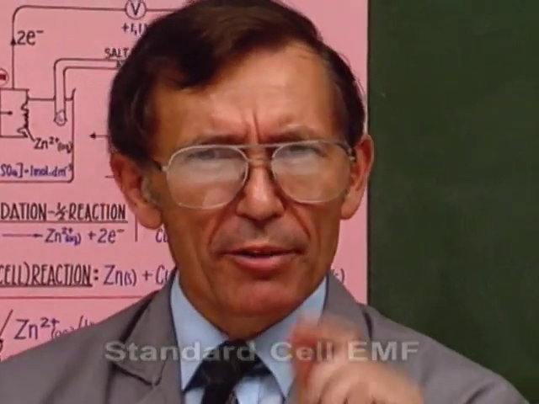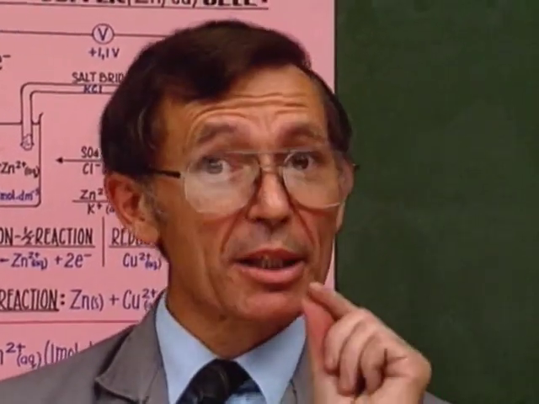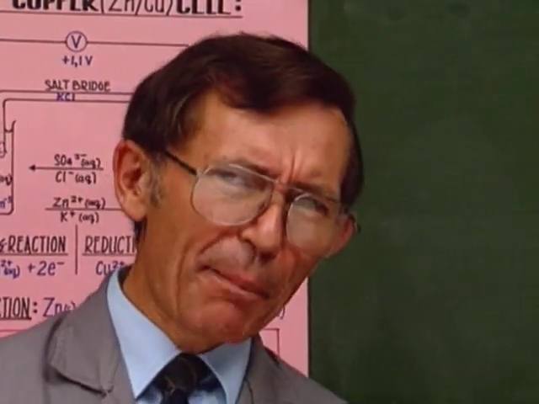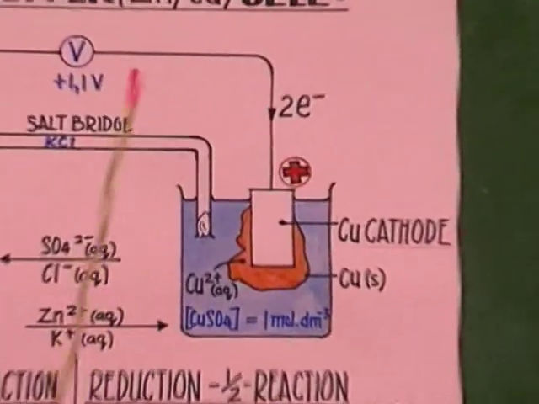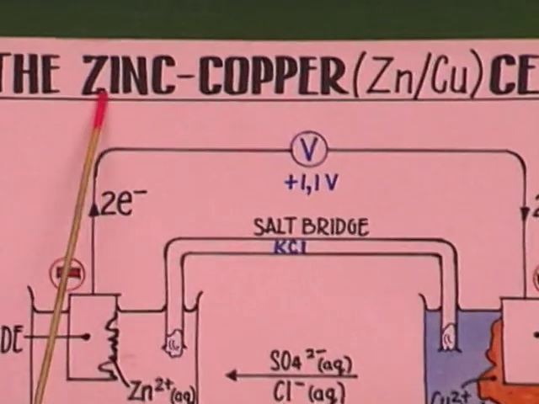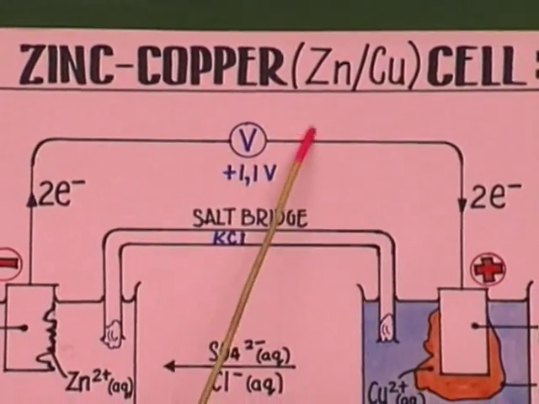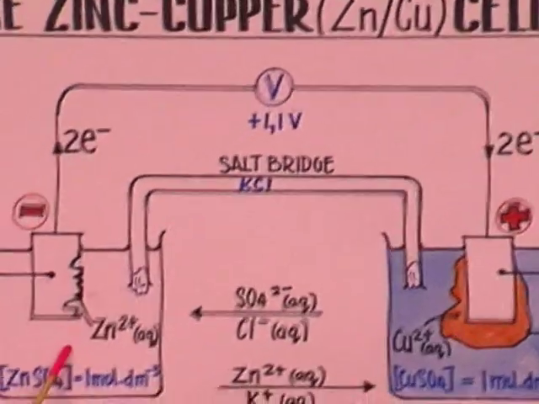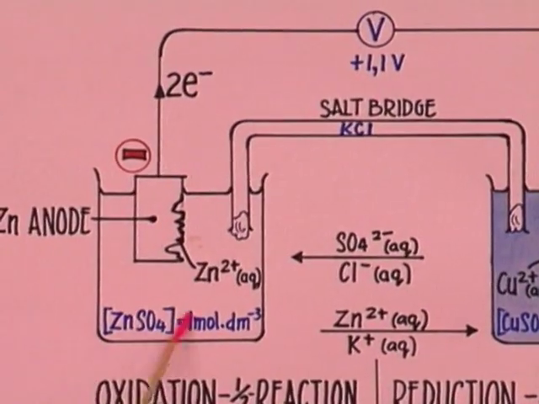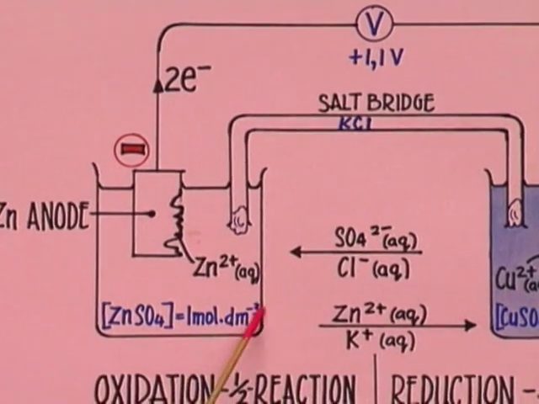Since the cell potential depends on the concentration of the half-cell solutions as well as the temperature, we can only compare the cell potentials if we always work at standard conditions. Let's consider a standard zinc copper cell. The potential difference reading will be the standard EMF only if the solutions of the two half cells are 1 mole per cubic decimeter each.